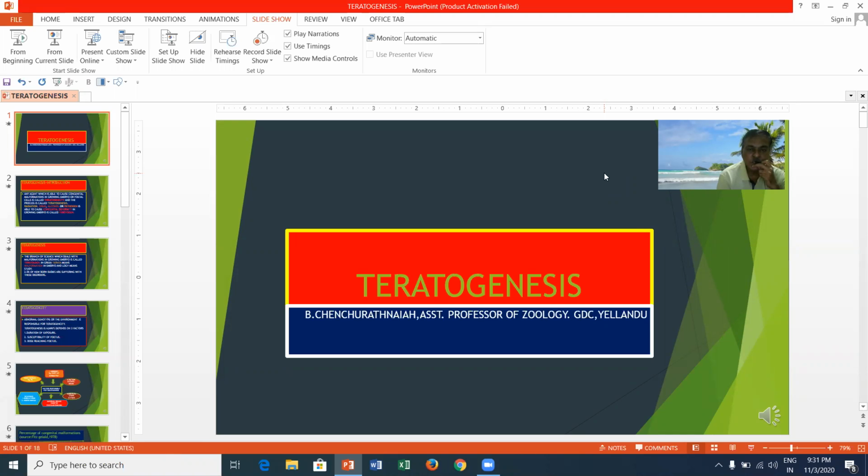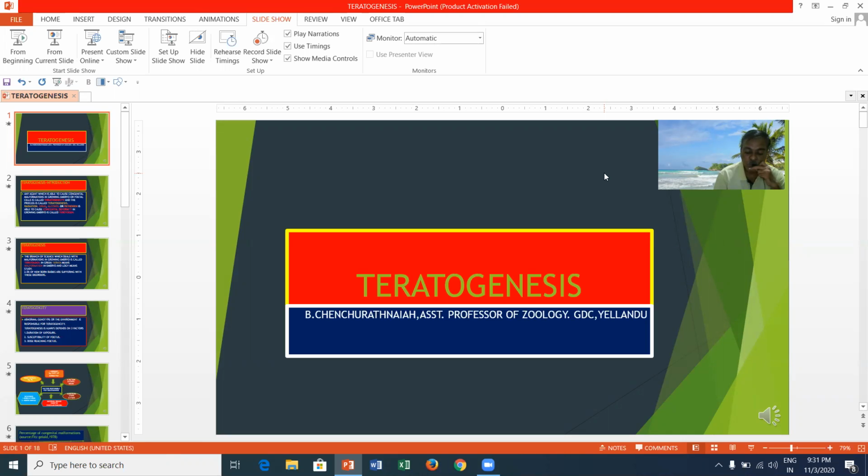Teratogenesis means it is one of the congenital deformities which is formed in a growing embryo. It may be due to heredity. Heredity causes some of the cleft lip, syndactyly. Next one is heavy metals, which also cause teratogenesis. Environmental factors like alcohol and drugs. Fetal alcohol syndrome is caused by alcohol.